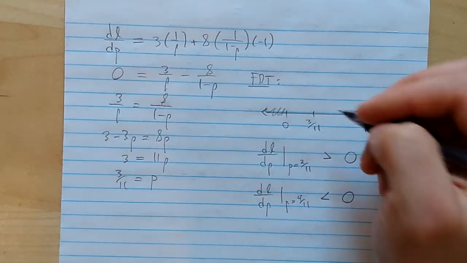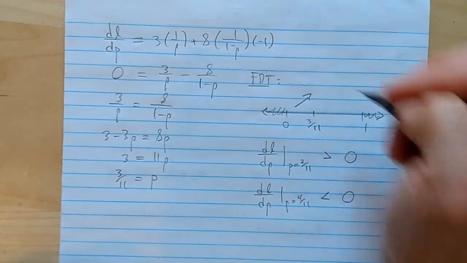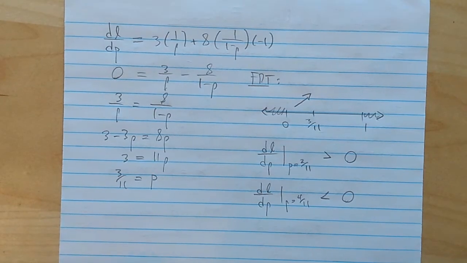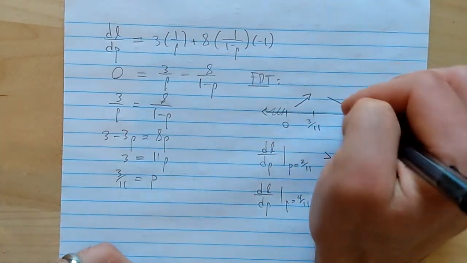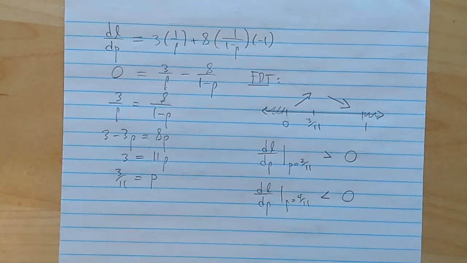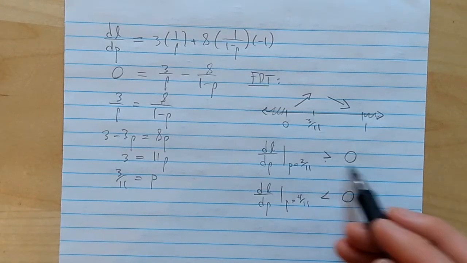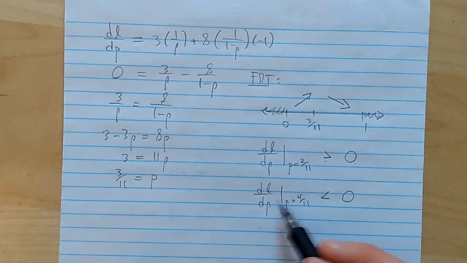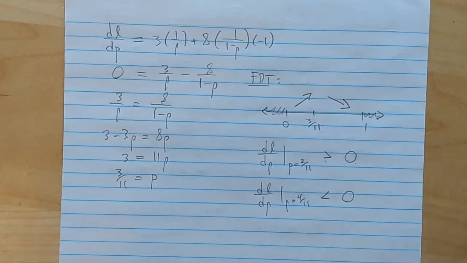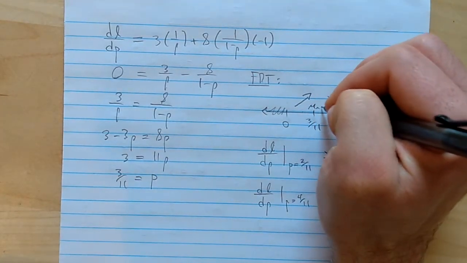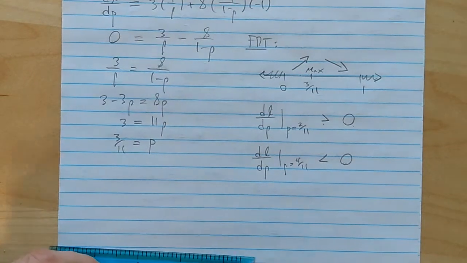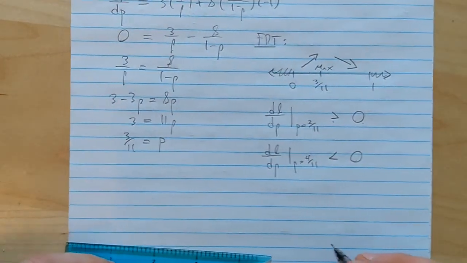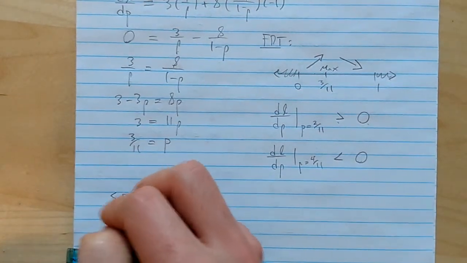comes out negative. And so the idea is this function L is going up on this interval, and it's going down on this interval, because the derivative measures the slope of the graph. If the slope of the graph comes out positive, that means the function is going up. If the slope comes out negative, the function is going down. And so indeed, this point right here is a max. Great. The other way to check that this gives a max is to do the second derivative test.